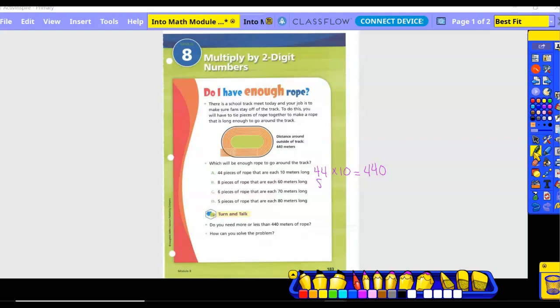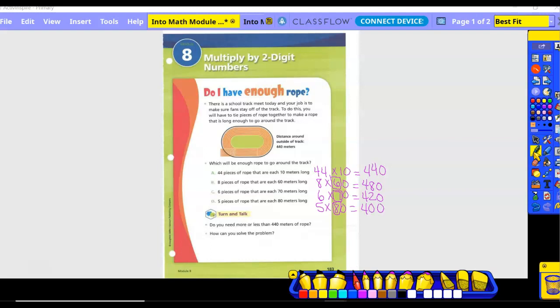Okay, 8 times 60, so put the 6 in a box. So 8 times 6 is 48 and add a 0. Next one, 6 times 70, put the 7 in a box. 6 times 7 is 42 and add a 0. And then the next one is 5 times 80. And then our 8 goes in a box. So 8 times 5 is what? 40 and add a 0.